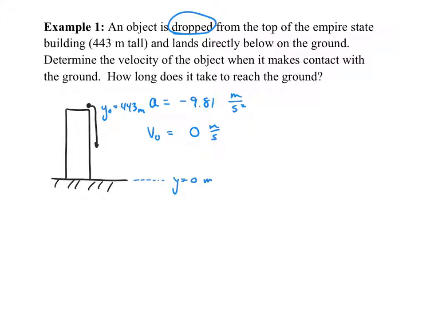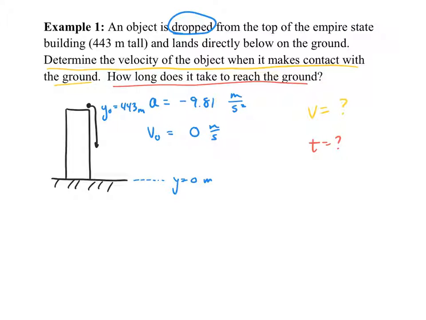All right, now, what is the problem asking us for? Determine the velocity of the object when it makes contact with the ground. What variable is that? V, right? I heard V right away. Okay, good. And then how long does it take? Thank you, T.